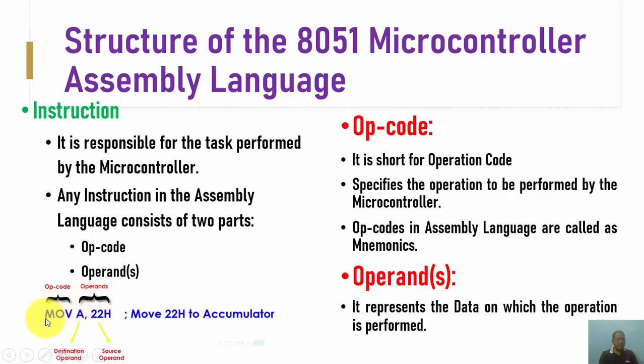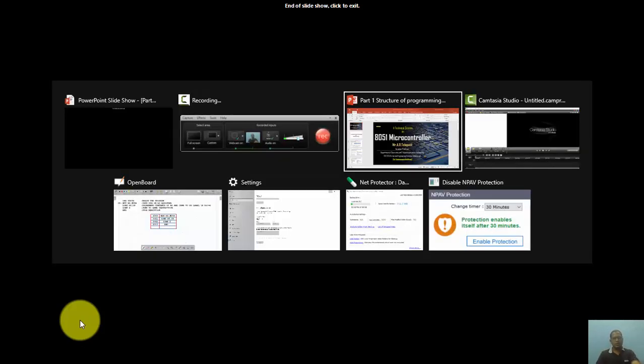The opcode defines what kind of operation we are supposed to do. When I talk about the operands, A and 22h, the move instruction is going to copy the data 22 into the accumulator. So the accumulator and 22 are the two pieces of data we consider for the operation. Here 22 is the source operand, which gets copied into the accumulator, and that's why the accumulator is called the destination operand. In this way these instructions work in the 8051 microcontroller.